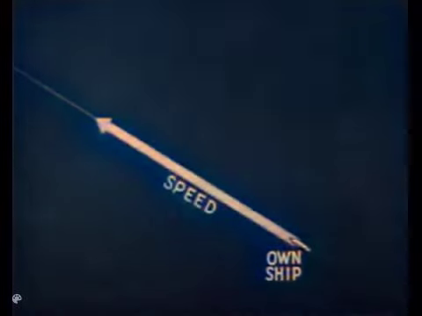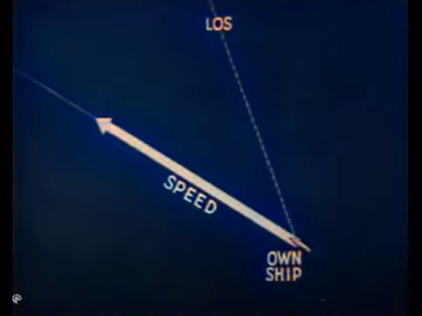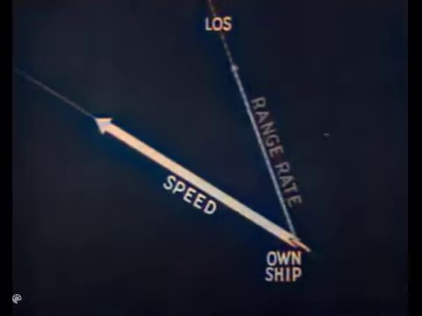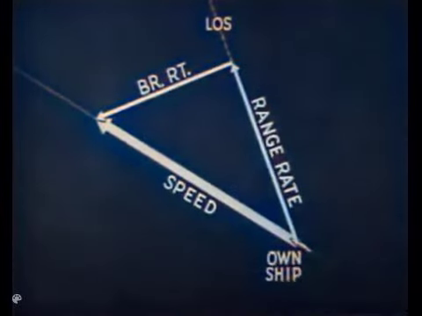This is a vector problem in which we know own ship's course and speed, shown here by the length and direction of its speed vector. We also know the line of sight to the target. The rate of change in range, or range rate, is the component along the line of sight. The rate of change in target bearing, or bearing rate, is the component perpendicular to the line of sight.